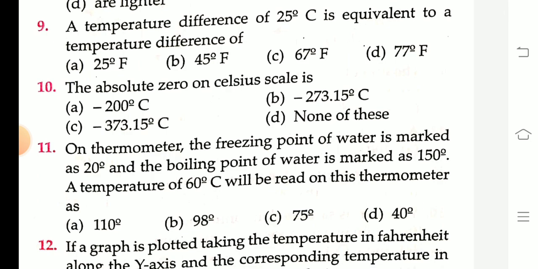Next, a temperature difference of 25 degrees Celsius is equivalent to a temperature difference of. Right answer option B.